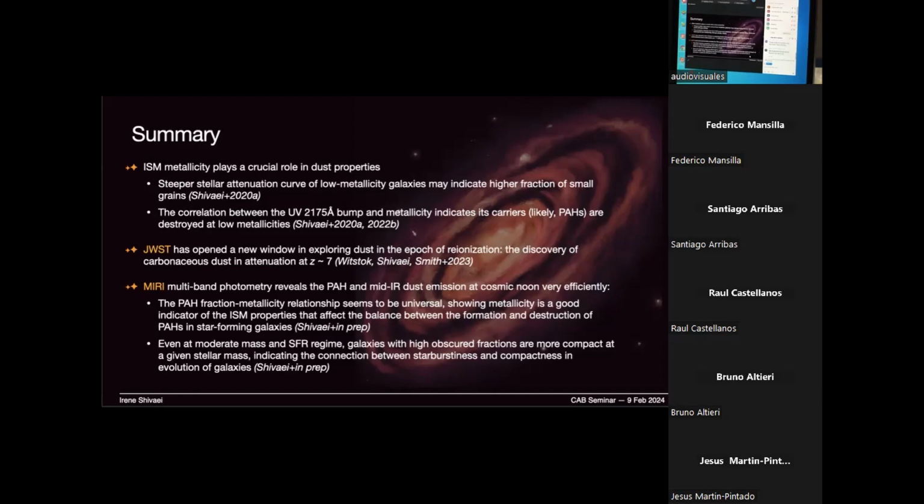The redshift range was between 0.7 to 2, so it's quite a wide redshift range. And we don't see any change in the average trend with redshift between these. And it's the same as what has been observed before at redshift 0. So both the obscured fraction and the PAH mass fraction as a function of metallicity trend seem to be redshift invariant. And if I extrapolate it, I would say it's the same at higher redshifts.